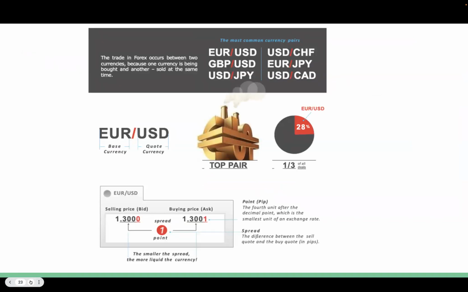A term that you may hear in currency trading is a point. This is an important thing to know. A point or a pip is the fourth unit after the decimal point. So for example, in 1.3001, the 1 is a point or a pip. And then the spread is the difference, and the smaller the spread, the more liquid the currency. So if you have a pair like euro and US dollar, this is very liquid. It's going to have a very tight spread. But if you have a pair like, say, Ukrainian hryvnia and Zimbabwean dollar, this is not going to have as tight a spread because it's less liquid.